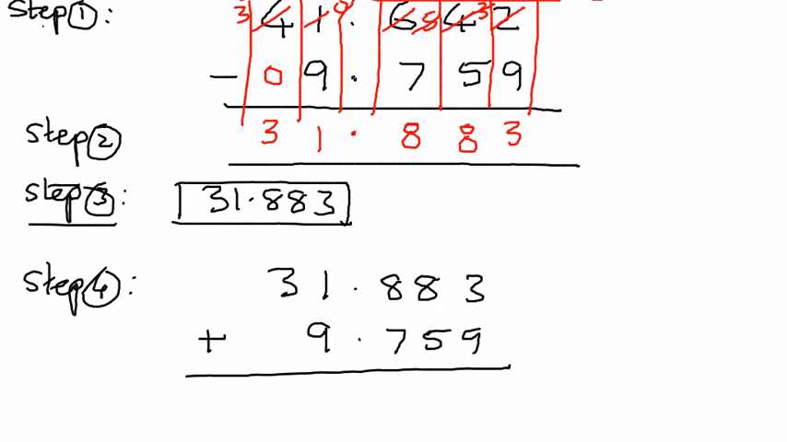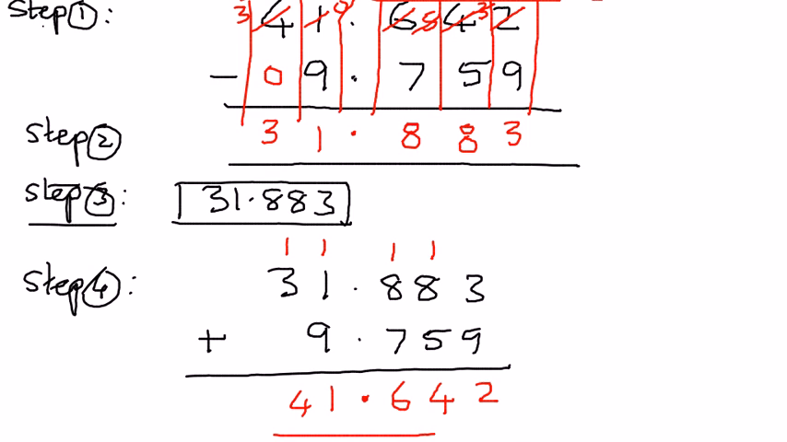So 9 plus 3 is 12. We carry the 1 and then write the 2 there. 8 plus 1 is 9. 9 plus 5 is 14. And then we write the 4 and carry the 1. 8 plus 1 is 9. 9 plus 7 is 16. So carry the 1 and then write the 6 there. Place the decimal point there. 9 plus 1 is 10. 10 plus 1 is 11. So carry the 1 and write the 1 there. 3 plus 1 is 4.